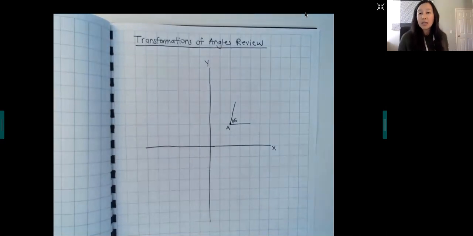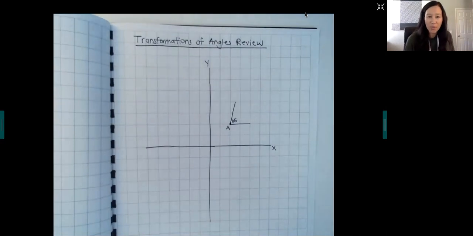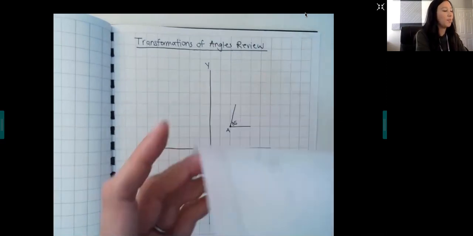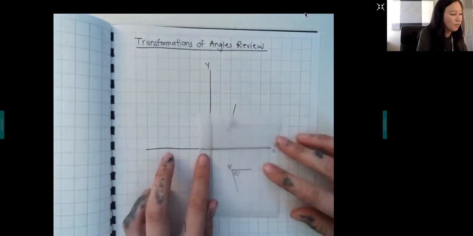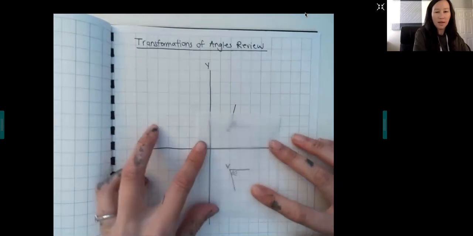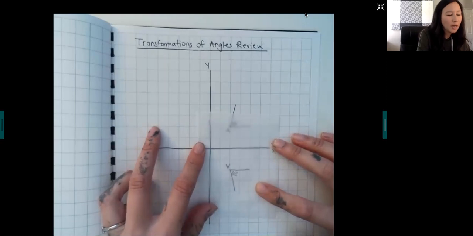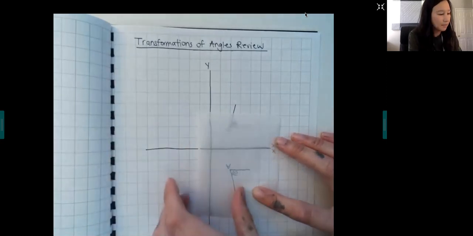Okay, then you learned about reflections. So reflections, remember, are where we flip. It's a flip. You're flipping the angle. So maybe you're flipping it across the x-axis or across the y-axis. You're reflecting it across the x-axis. It stays exactly the same. It doesn't shrink, doesn't get bigger. It stays exactly the same.